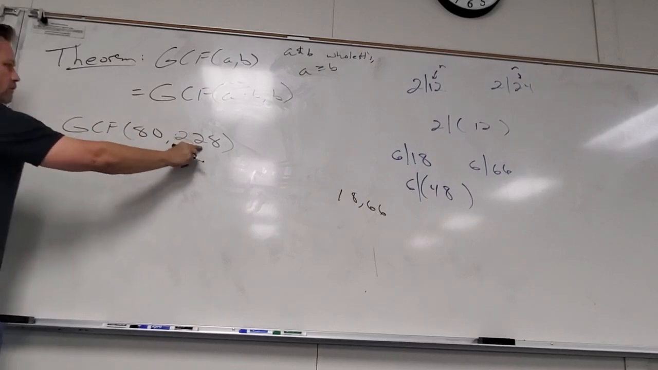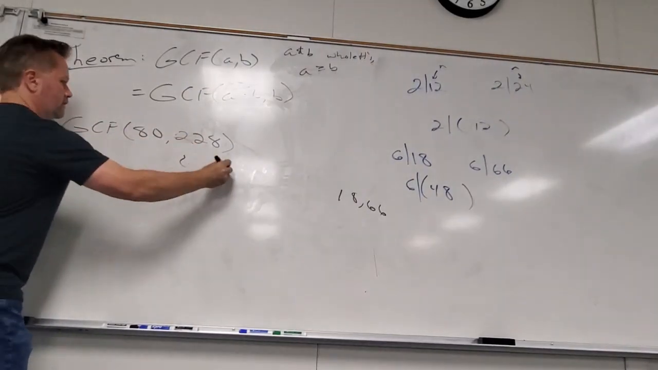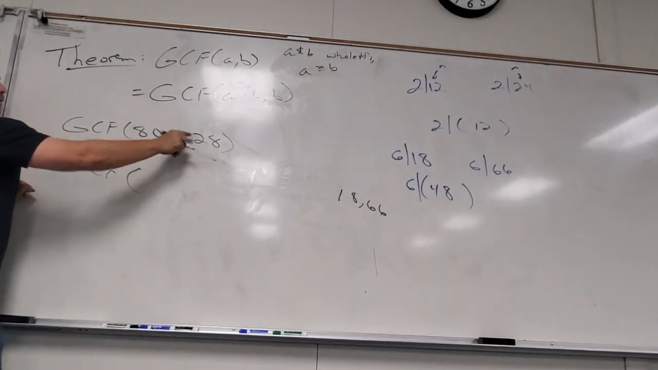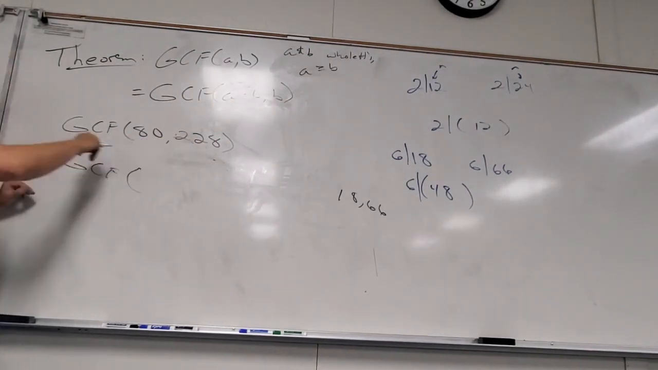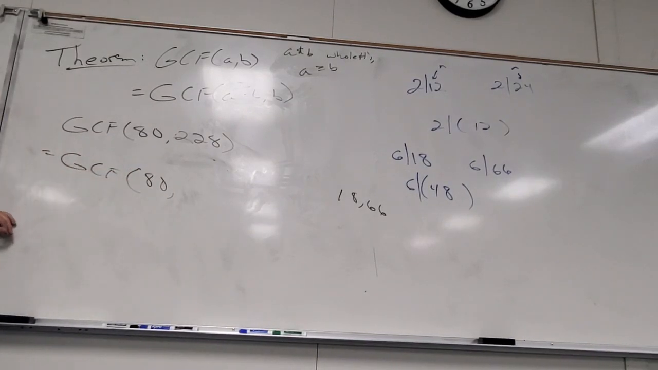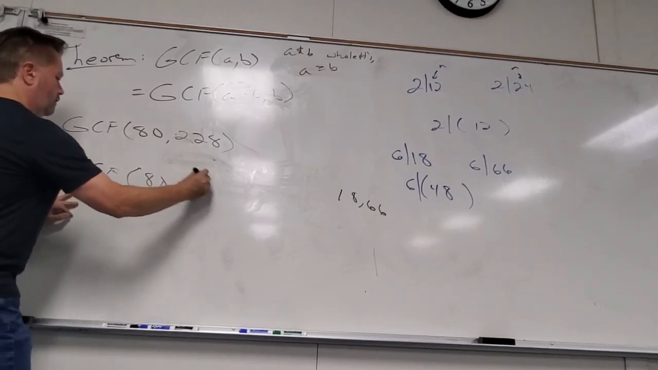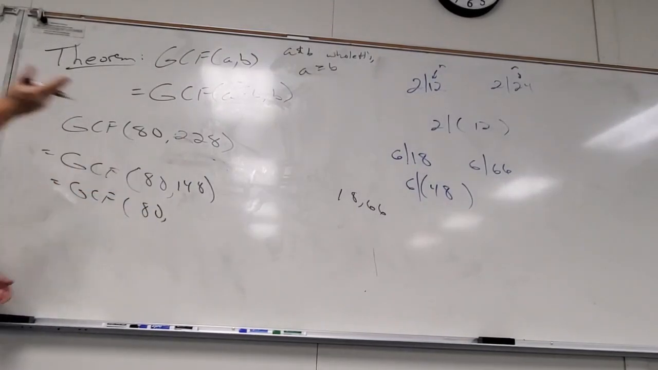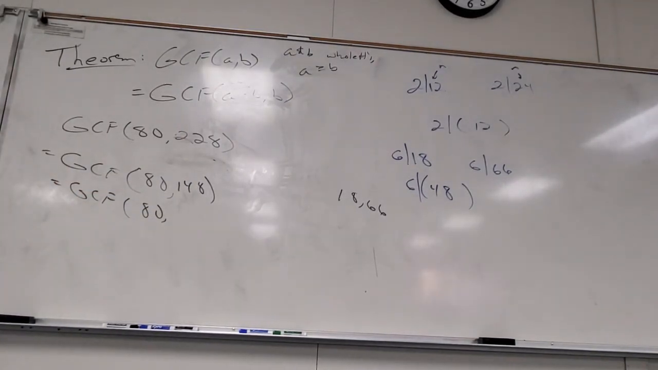So instead of making lists of factors for these crazy numbers, I can just say this equals the GCF of 80 and 228 minus 80. What is 228 minus 80? And then guess what I do? Do it again, right? So this equals the GCF of 80 and 148. Whatever the bigger number is, you just keep subtracting the other one.